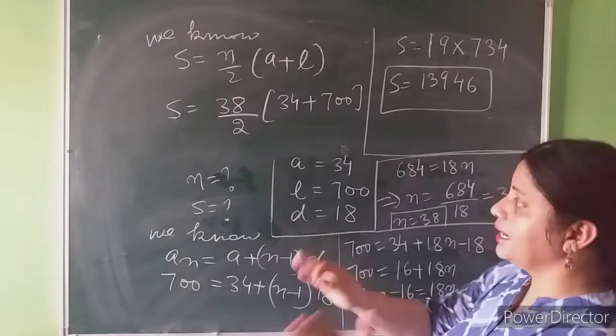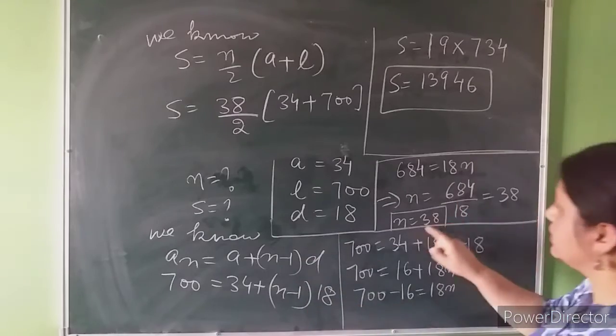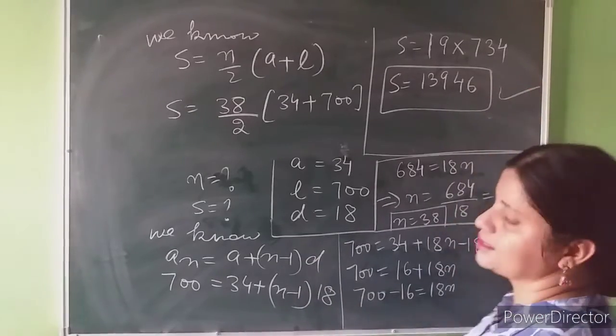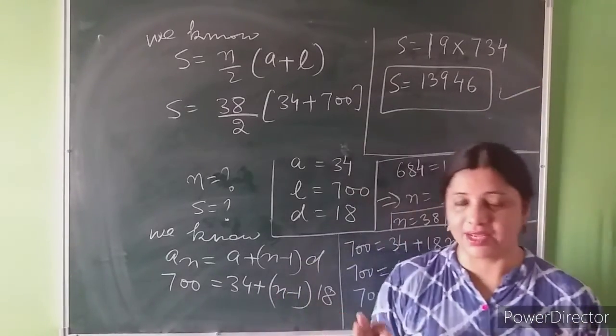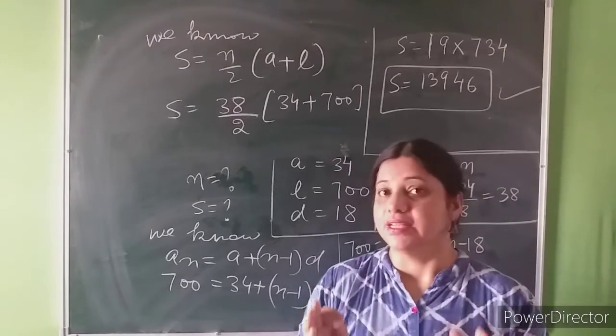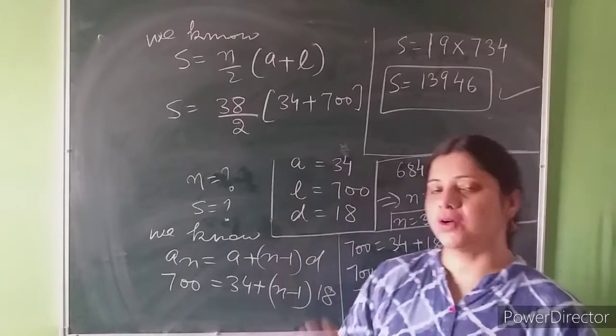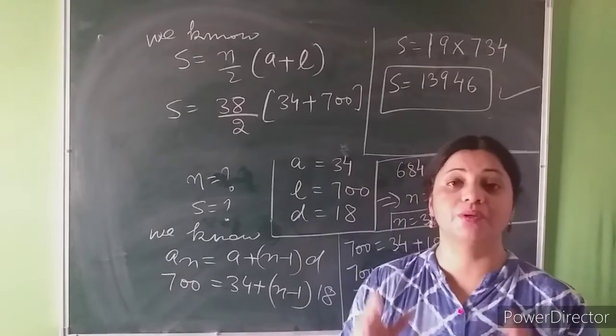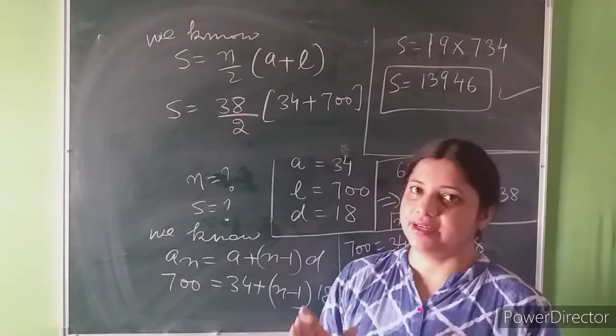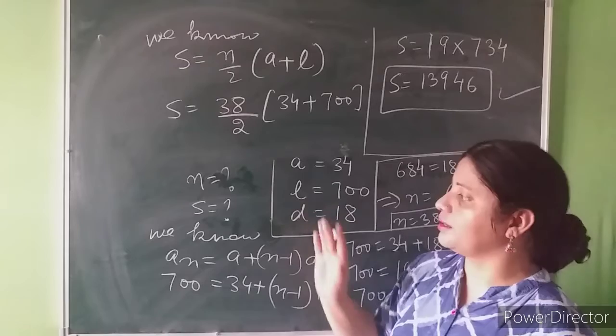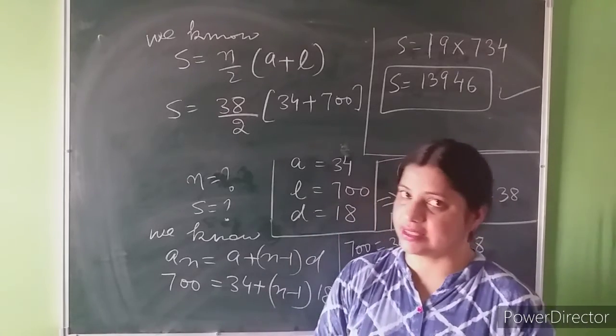So this is the sum of those 38 terms, and first answer was here, n is equal to 38, and last answer is this. This is how such questions are solved. Okay, so very important formula also, and very important question also. Hope you understand the method, and do practice more and more sums based upon these exercises and these formulae.